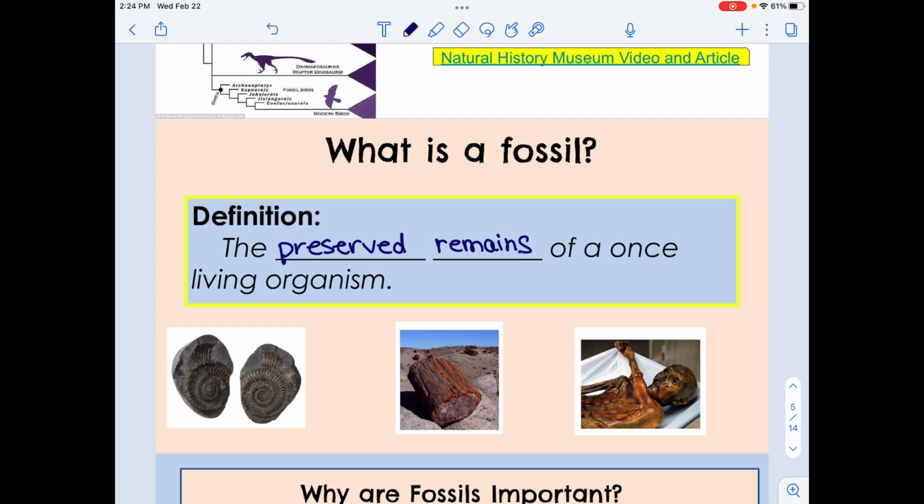All right, so you see some things down here. One is a little gruesome, like a petrified body, right? We've got some petrified wood. We've got an ammonite on the left. They're the preserved remains of a once living organism. So all these things were once living.